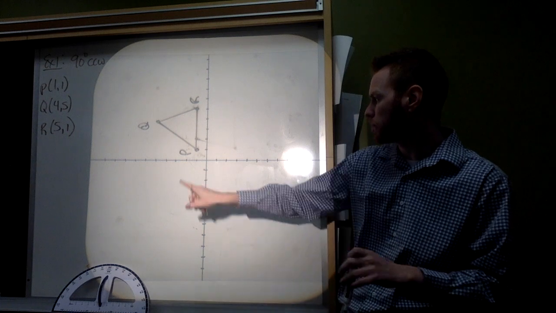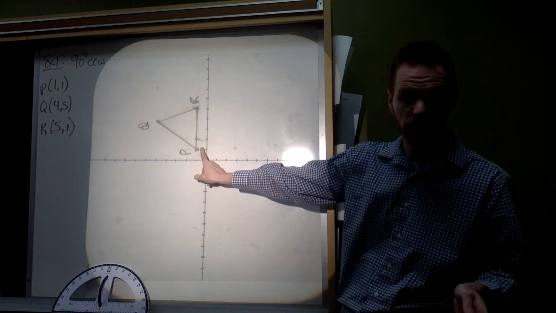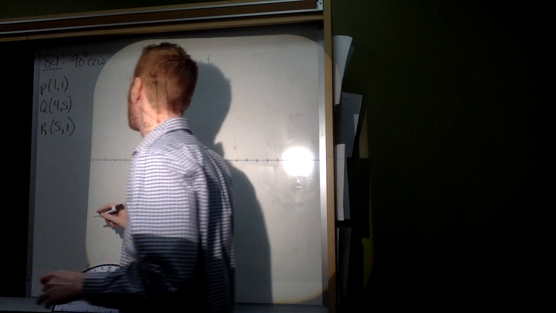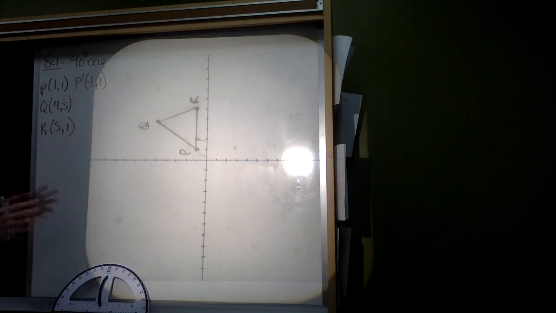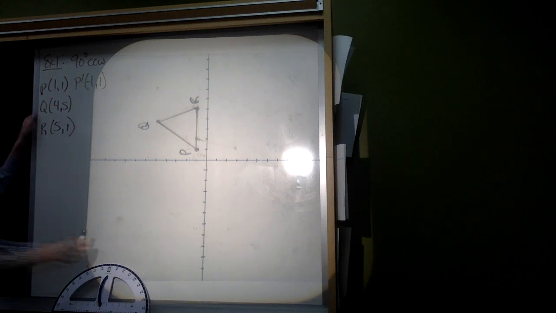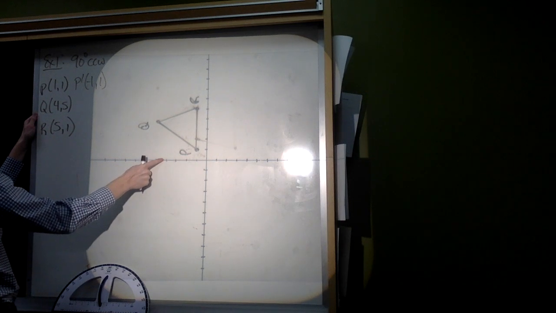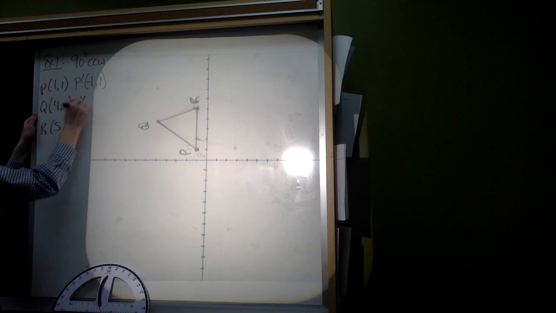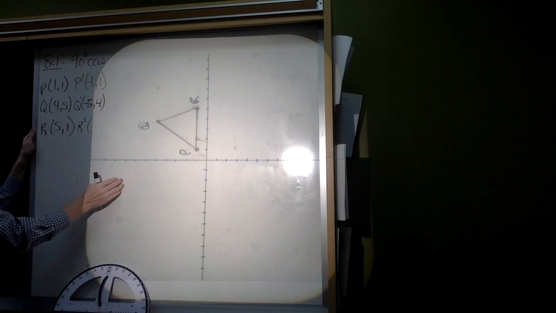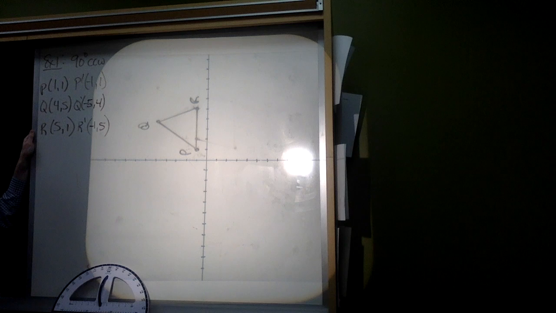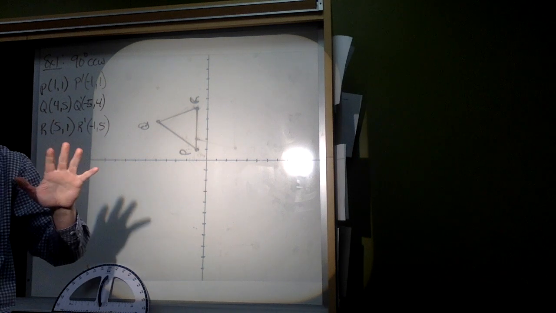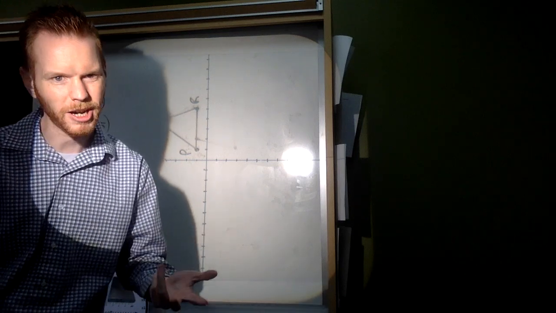Now, look at where point P is. Its new position is going to be -1, 1. Up here, I'm going to write that down. -1, 1. I'm saving the coordinates for later. Q is going to be -5, 4. That's where Q prime is going to be. And then R prime, I'm going to go -1 and then up 5. This is the copy part of the copy and paste.